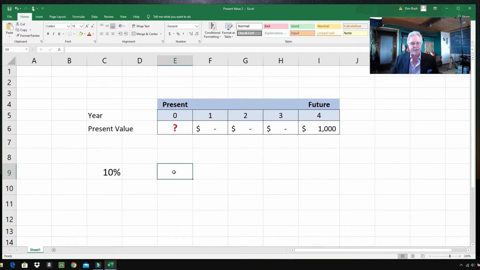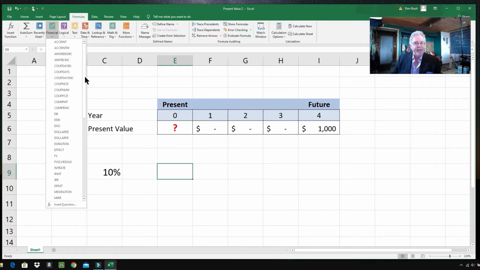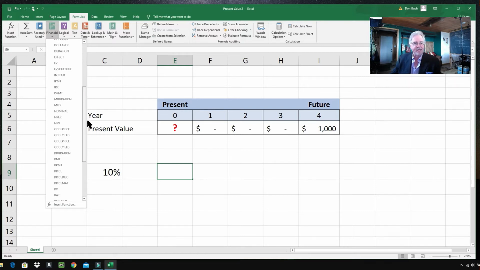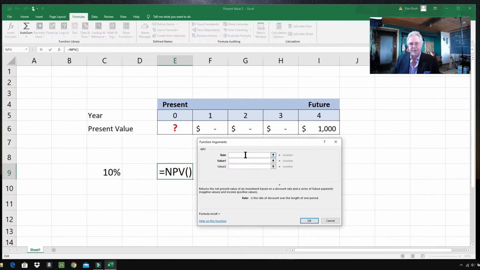Let's put our cursor right down here. Here's where we want the answer to show up. So here's all you do, folks. It is so easy. You go up here to formulas and you choose financial and come down to NPV. NPV for net present value. And a little chart comes up. And it's asking us the rate, the interest rate. Like I said, everything is driven by interest rates. And let's just use 10% as an example.